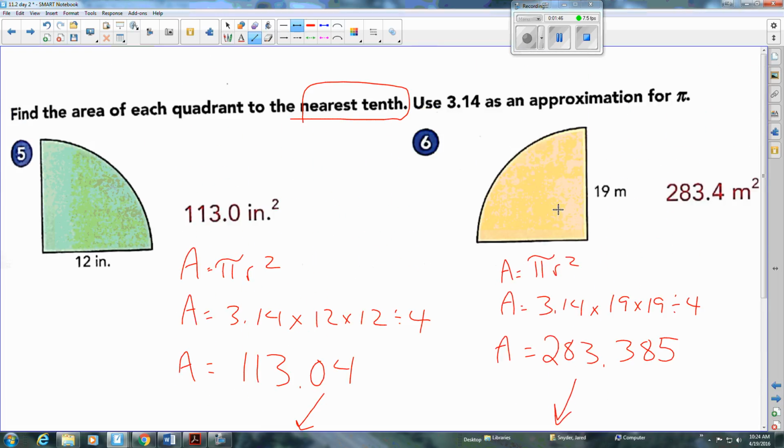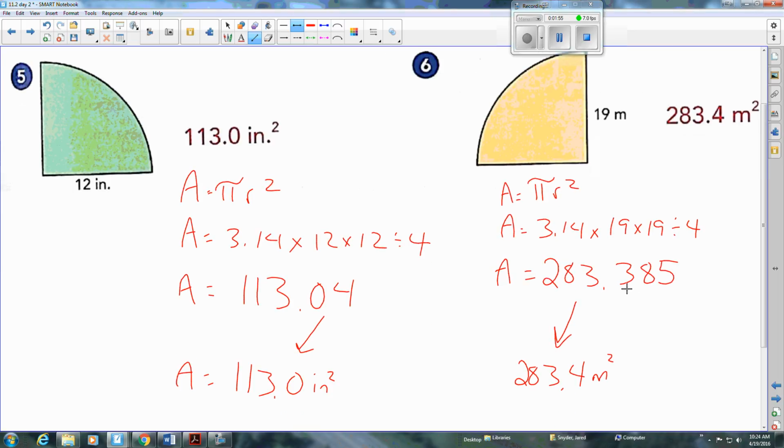The radius on this one of the quadrant is 19. So it'd be 3.14 times 19 times 19 divided by 4. You get 283.385, and then making that to the nearest tenth would be 283.4 because that 8 makes the 3 go up 1. Remember, you look to the right of the number that you are rounding to, and 5 or more, raise the score. 4 or less, let it rest. So we look to the right. This is 5 or more, so we raise this one up 1.